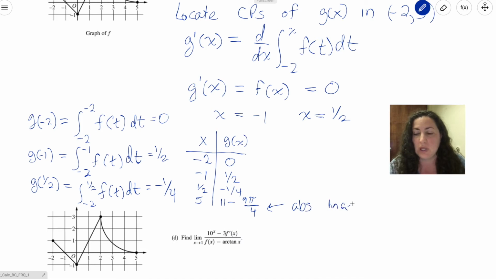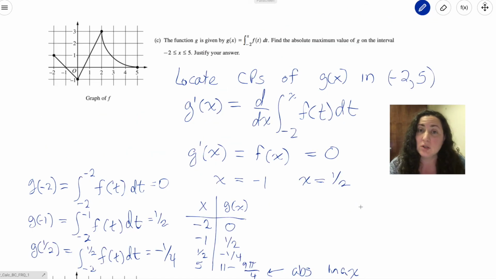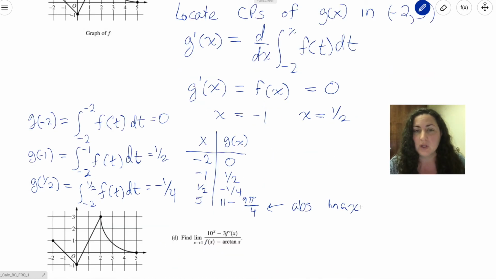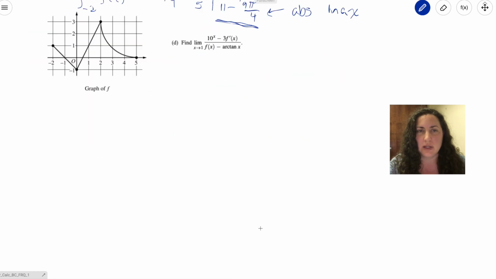And if you look at the question, they're saying find the absolute max value of g on the interval. If you pay attention to how they're asking that, they're not asking us for the x value where the absolute max occurs. They're asking us for the actual absolute max value of g. In other words, they want a g value. So your actual answer here is going to be this number, 11 minus 9 pi over 4. Okay, great. And then let's go to part D.